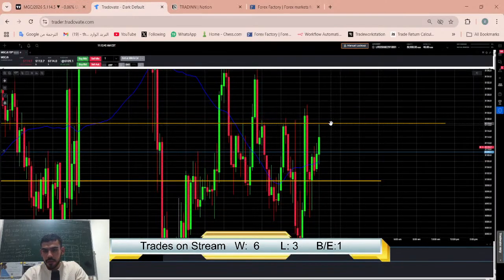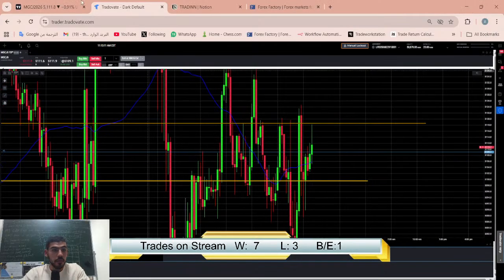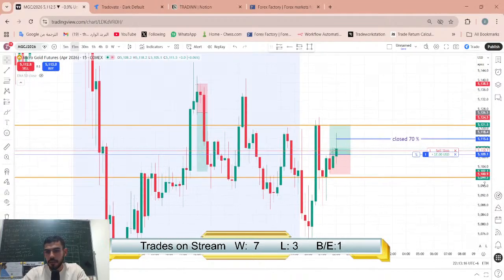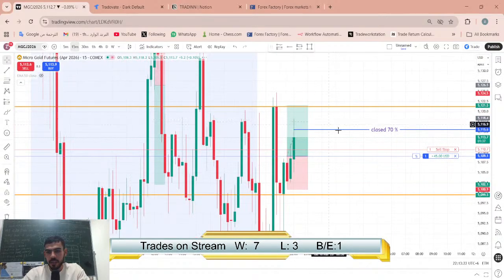Oh man, look at this. It hit this area and it looks like it's rejecting now. We have about 3 minutes left for the 15-minute candle to close. Will it? Let's update this real quick on the stream. We got 7 wins on the stream, which is really very nice. All right, it looks like it's going to hit us at break even now. Maybe not yet.